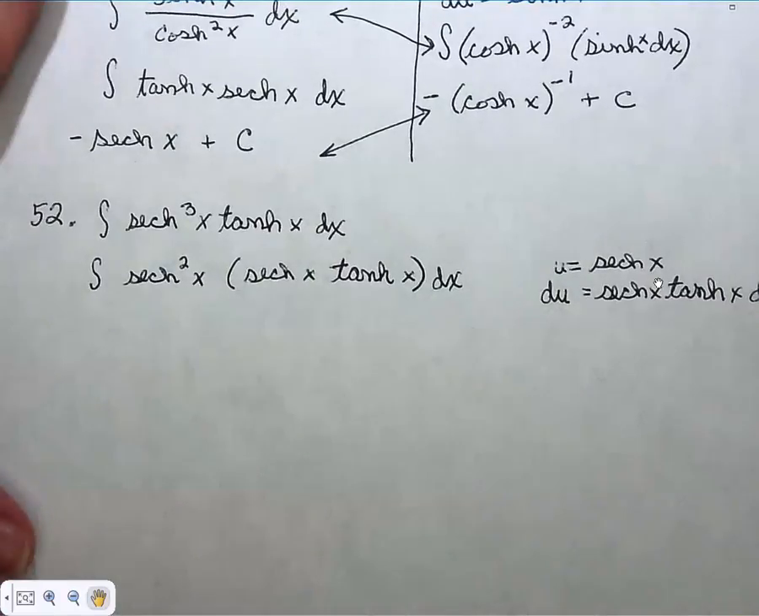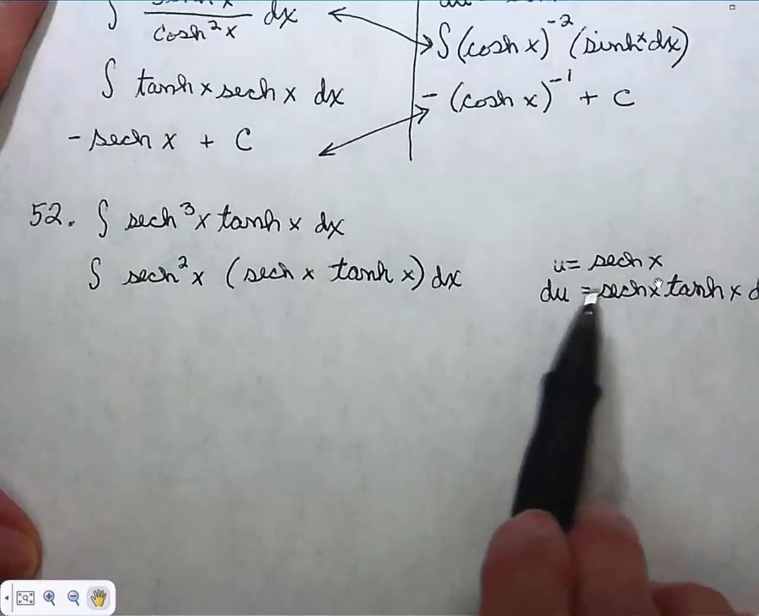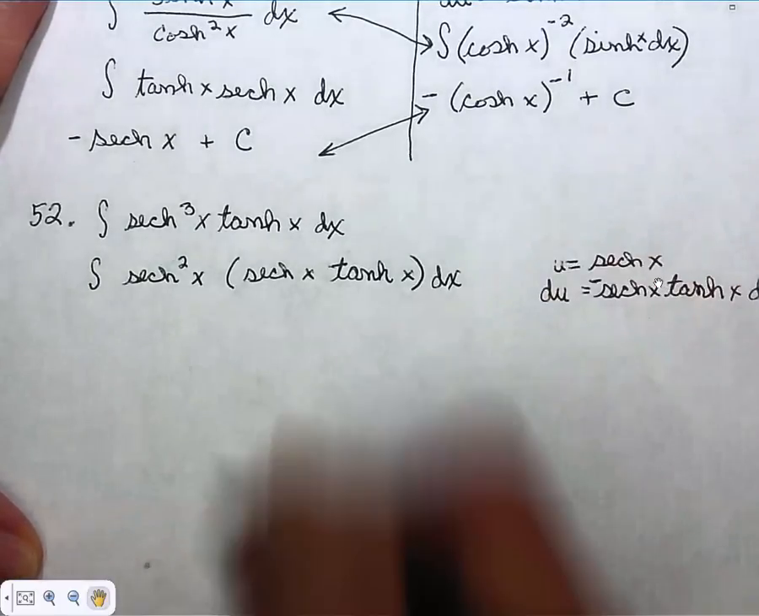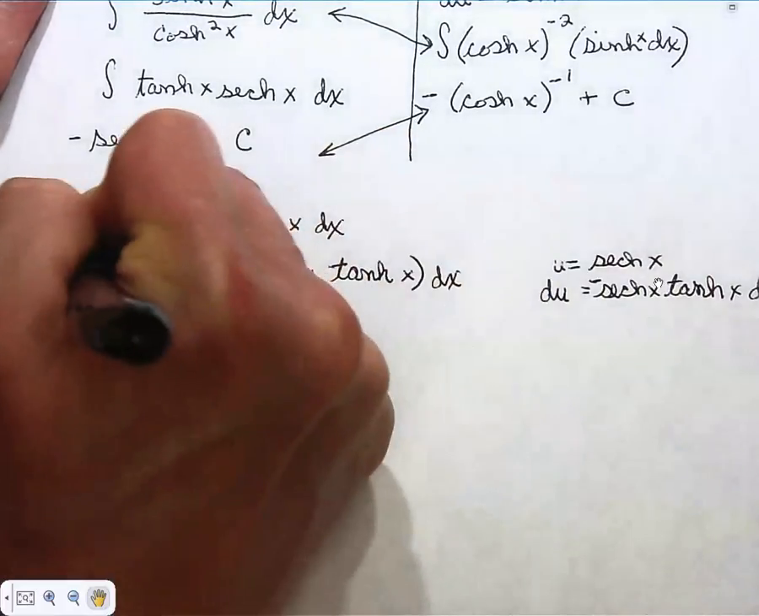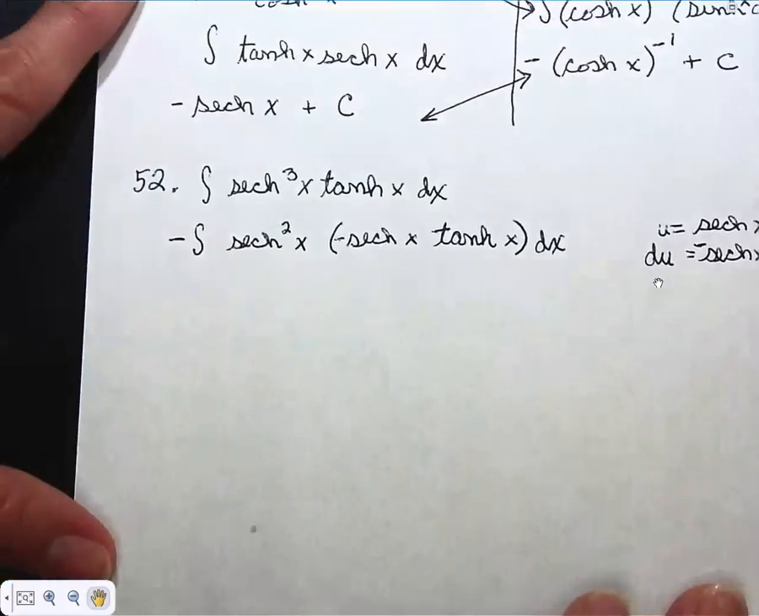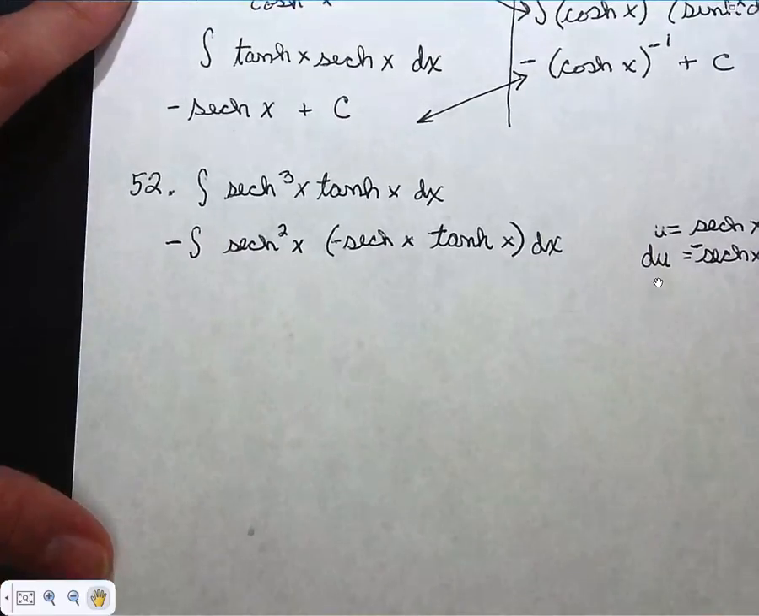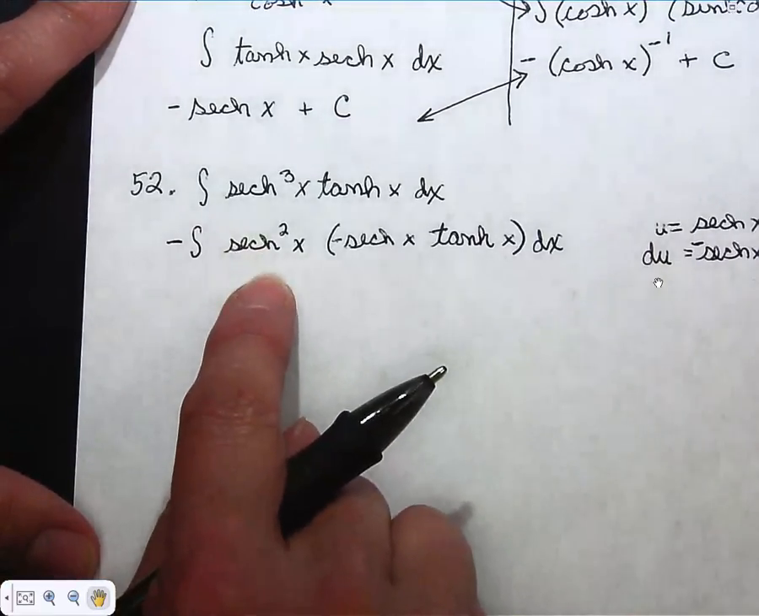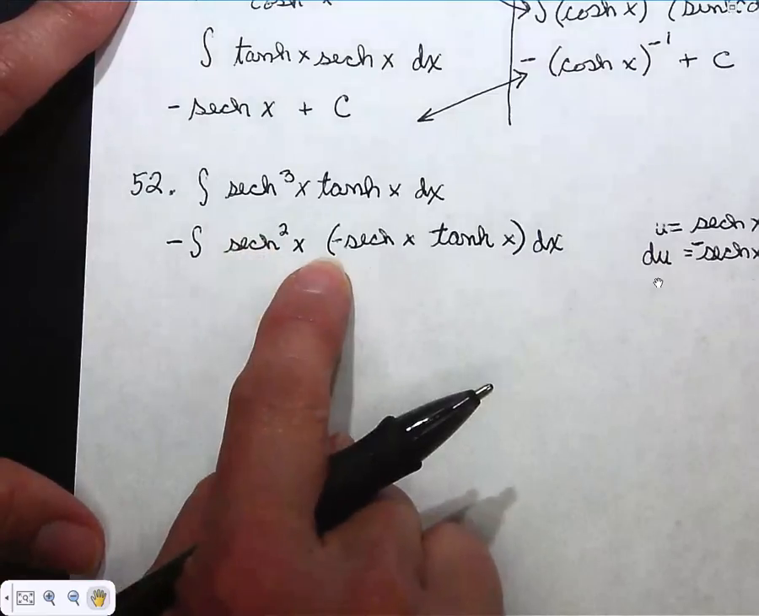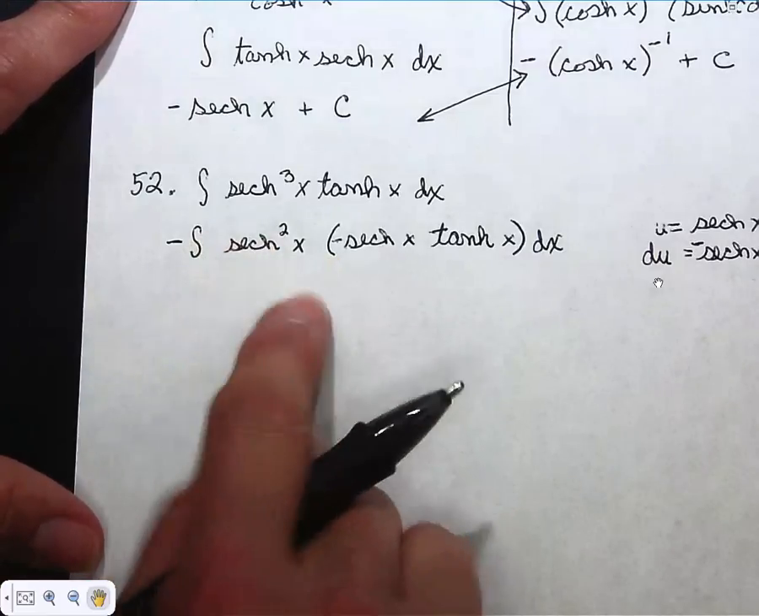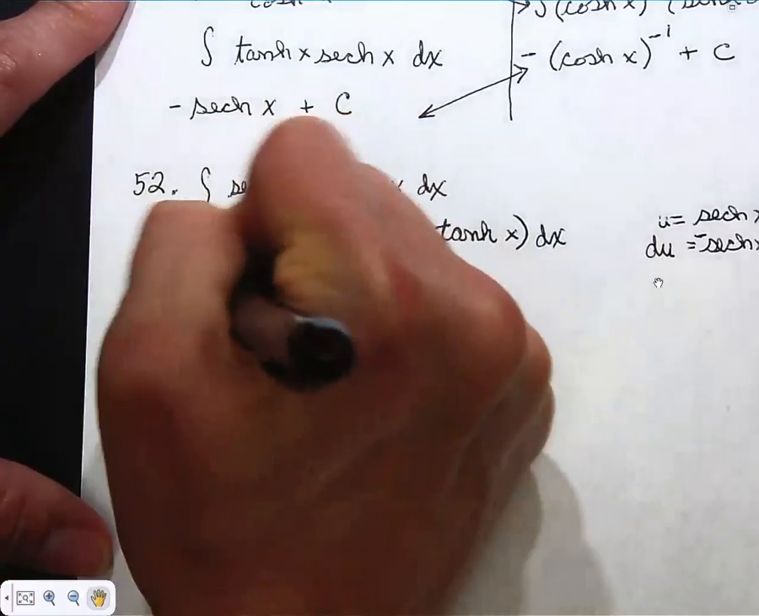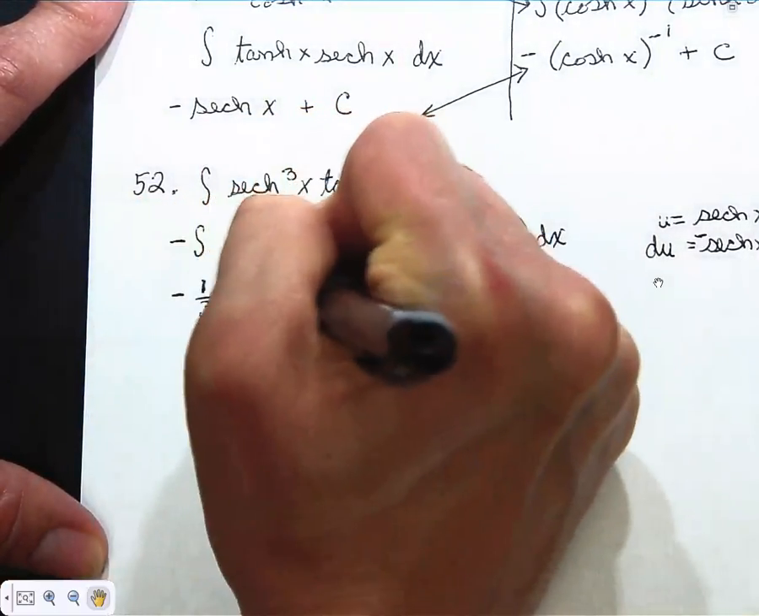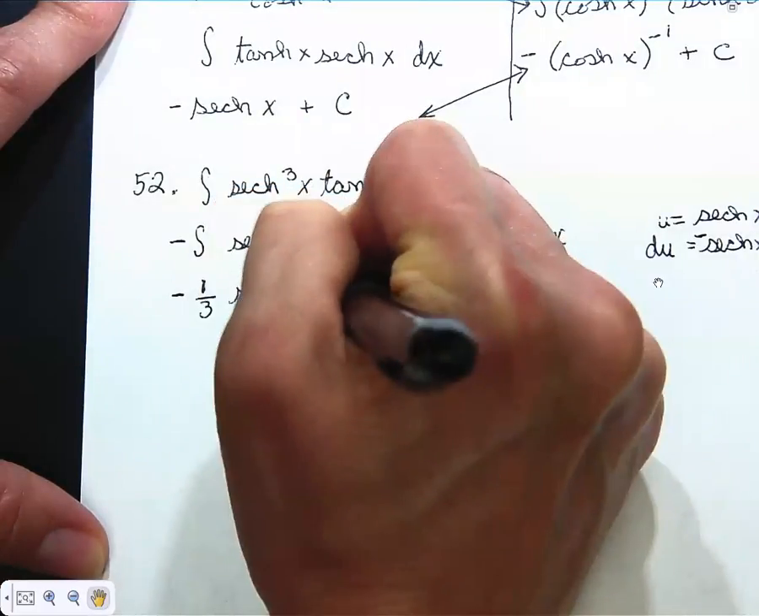You're saying the derivative of sech is negative sech tanh. Okay. And if I have to have a negative here, then I have to have a negative there. And then I'm just looking at that as being u squared. The antiderivative of u squared is 1/3 u cubed.